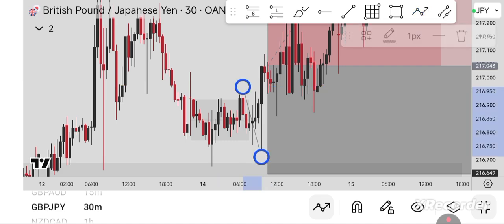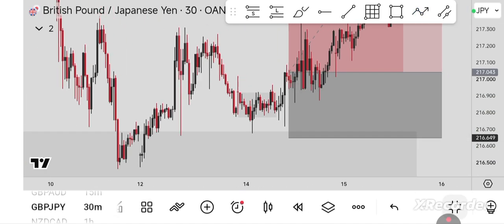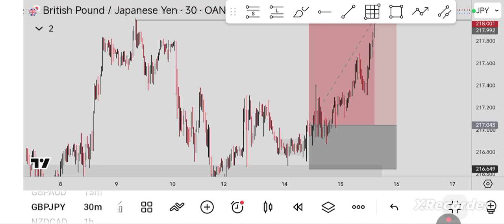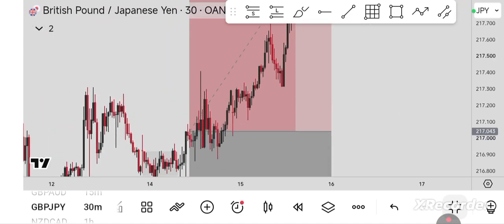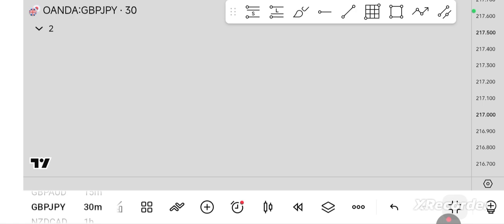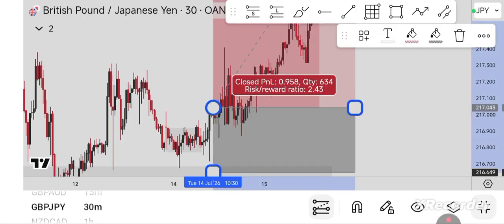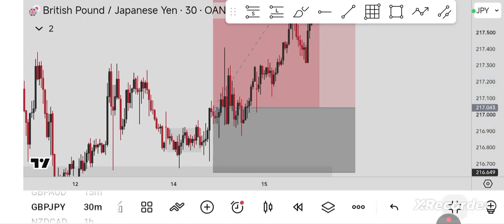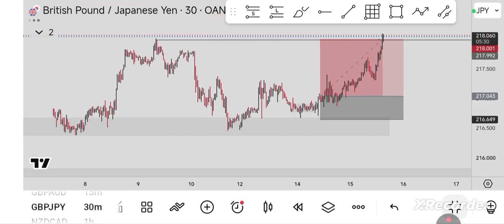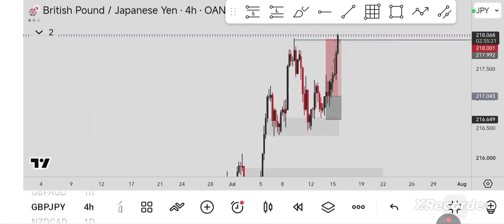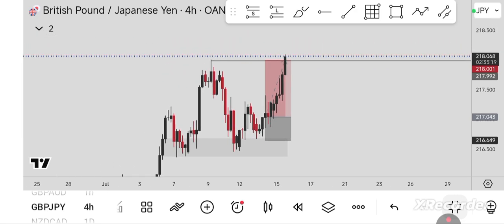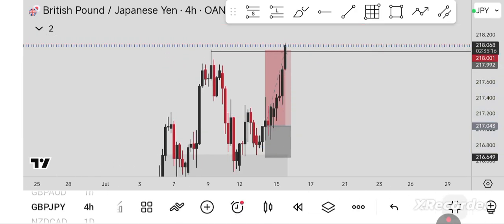Then I took my entry from this particular place, immediately the candle closed. I was targeting the 4-hour high, the next liquidity on the 4-hour high. As you can see, I was targeting the next liquidity on the 4-hour high.